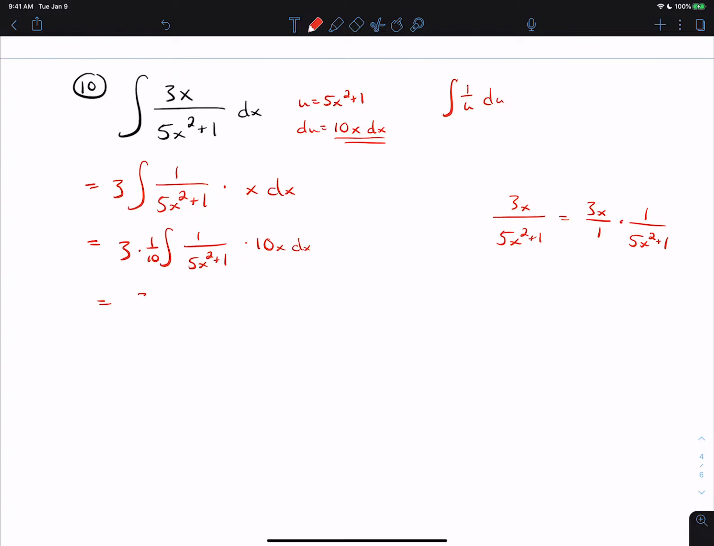So then I get 3/10 integral 1 over u du, which is 3/10 natural log absolute value of u plus c. U is 5x squared plus 1. And so we get natural log of 5x squared plus 1 plus c.